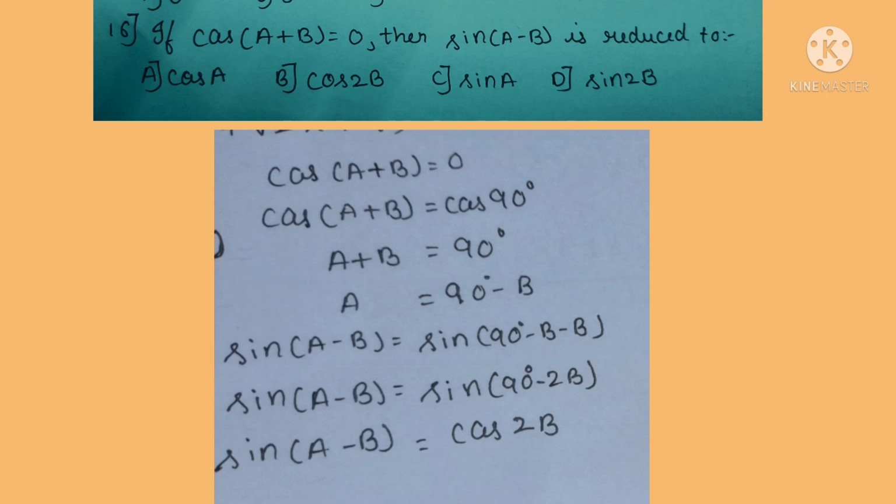So sine of 90 minus 2b, it's nothing but sine of pi by 2 minus theta. According to the trigonometric functions of allied angles, we can get it. It's nothing but cos theta, but over here theta is 2b, so cos 2b value. So over here the option will be.